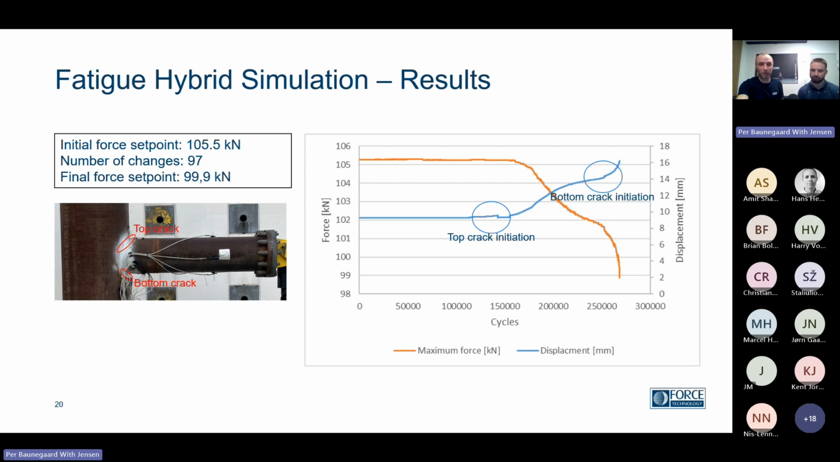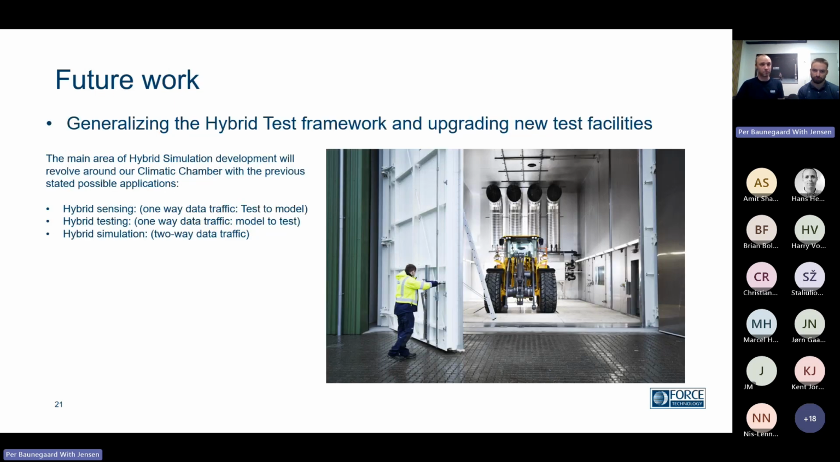So we'll talk a little bit about how we see us working with hybrid simulation in the future. Based on these two examples, we would like to further explore the usability of this new hybrid test framework. We would like to have new projects with new physics involved, and preferably also new test facilities, like the one Per mentioned in the beginning. We would like to develop our hybrid simulation in our climatic chamber as well.